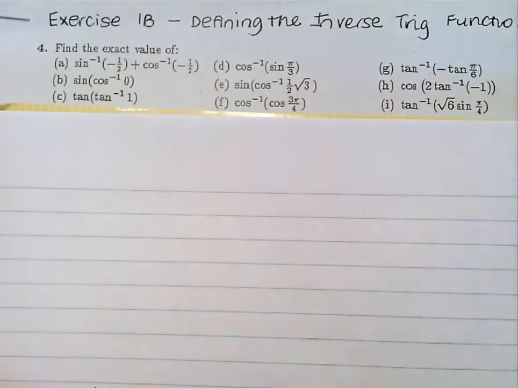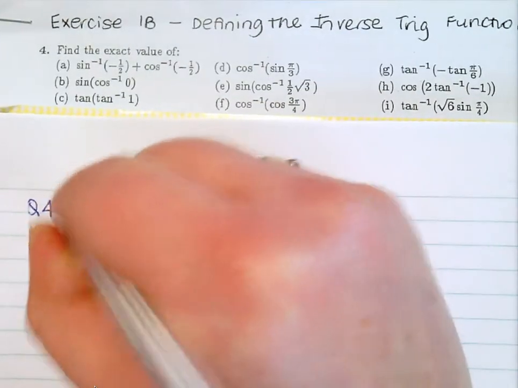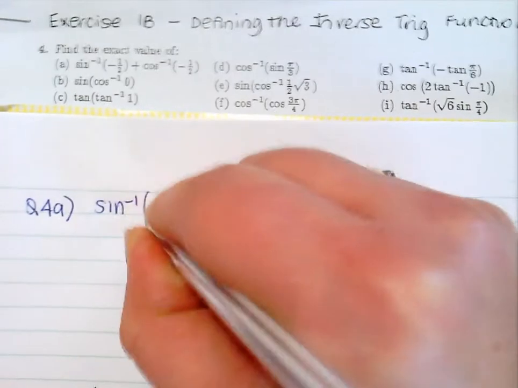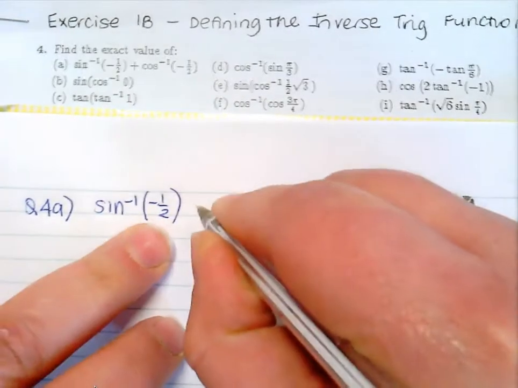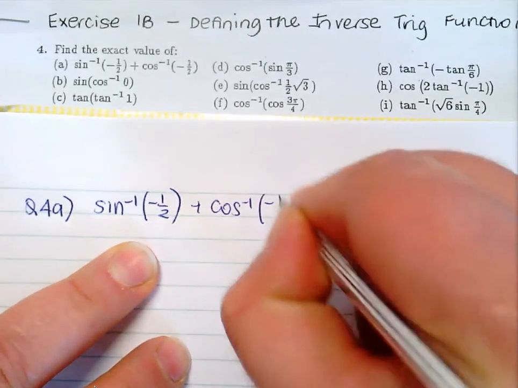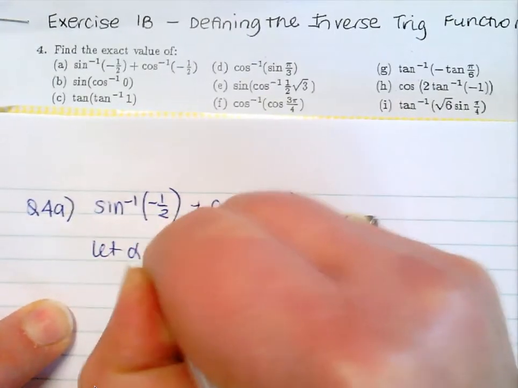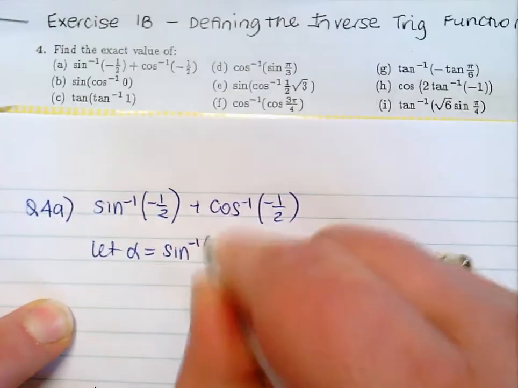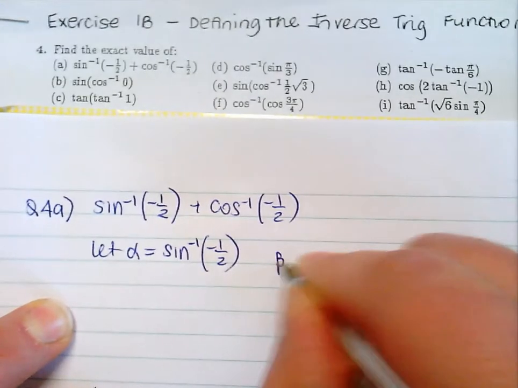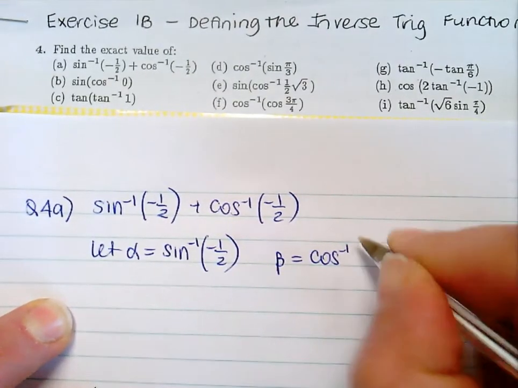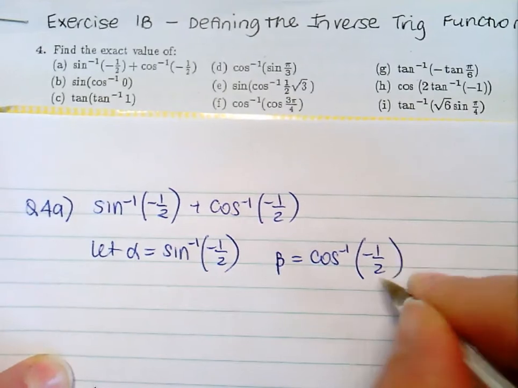Just looking at homework problems here. The first one is question 4A. Find the exact value of this. So girls, the first thing you want to do is let alpha equal inverse sine of negative half, and let beta equal inverse cos of negative a half.